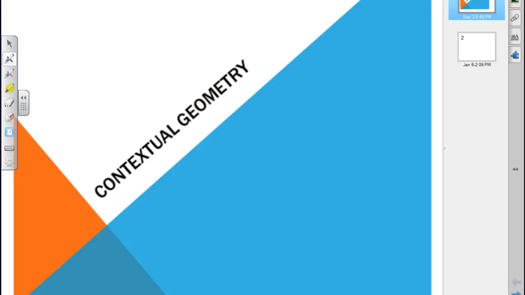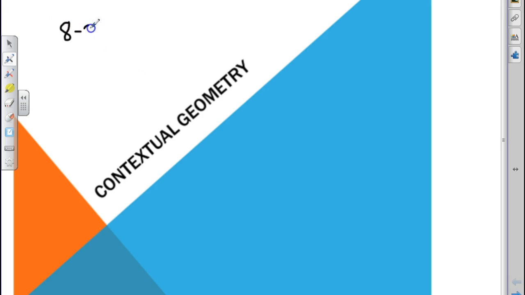Hey guys, this is Coach Lowe, and we are looking at tests for parallelograms. This is contextual geometry 8.3, so you can go ahead and write this down in your notes. We're going to look at tests to see if a quadrilateral is a parallelogram.